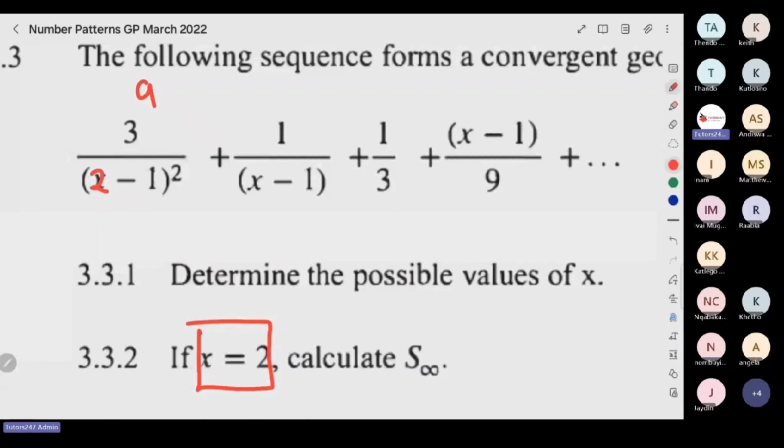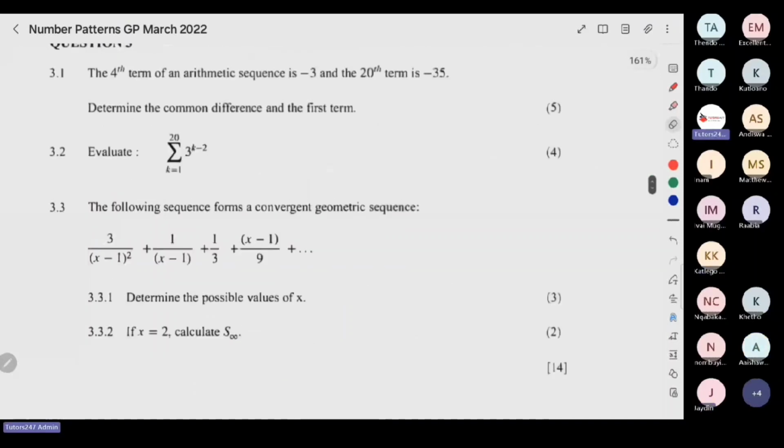Okay, yes, sir. Are you okay with how we found R, or should we go through it? I am okay, sir. Awesome. So just to repeat once more, take note that X was given as 2, right? And in order for us to find the sum to infinity, we need to find A and we need to find R in order to substitute those two values into our sum to infinity equation.